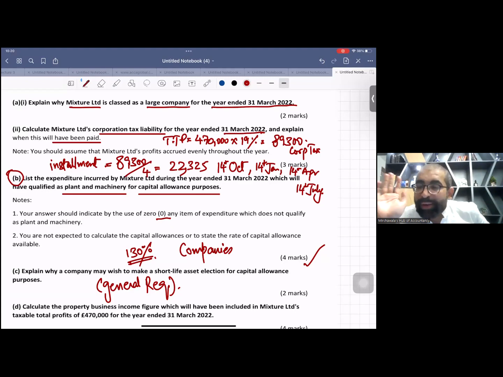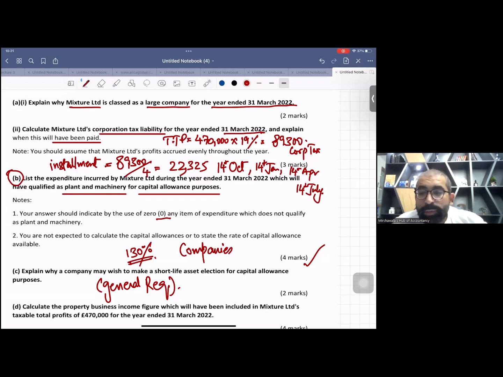If you are eligible for 130% on main pool, and short life asset belongs to main pool family, then just use a matchbox or a lighter on short life asset election. Why go for 18% if you are getting 130% now? Is this working? So one point you can write is that when you can get 130% on short life asset, then no need to do any election or depool.